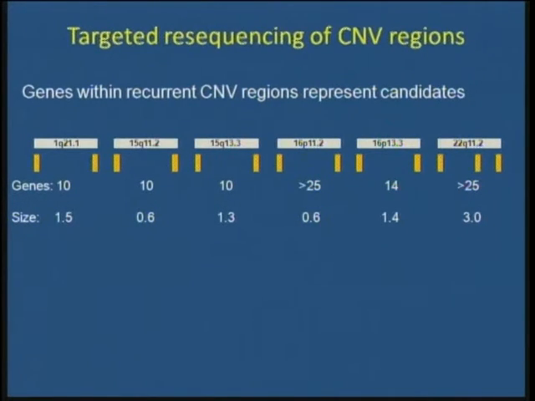So the approach we're taking in our lab is to go back to those 6 recurrent CNVs. We know that they are associated with schizophrenia, so it's possible that there'll be other mutations within those genomic regions that may also be involved with schizophrenia or psychiatric illness. So we've targeted the unique sequence between each of those recurrent CNVs, and this is the rough gene count and the rough size in megabases. So not a huge project really, less than 100 genes and less than about 10 megabases.